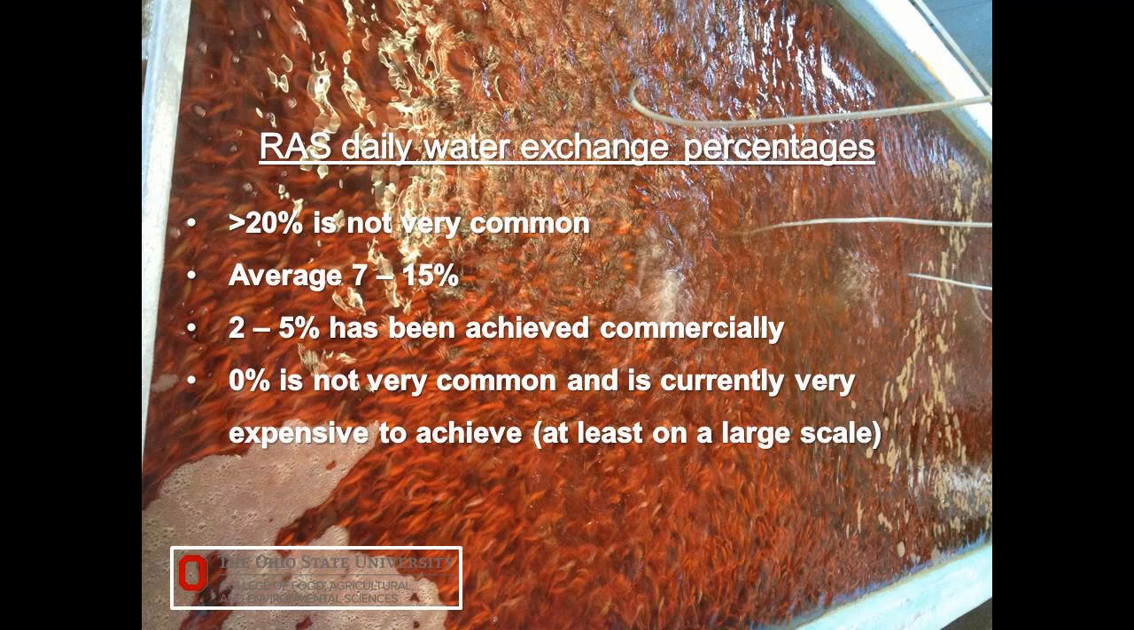It turned out worse than I thought it was going to on here, but greater than 20% is not very common. As far as the exchange rates and all that, it is really based on these filters here that are going through and cleaning your water, but those filters have to be cleaned themselves, so there is a bit of backflushing and waste with an RAS. It's not a perfect system with an RAS, but it does give you a good idea. So average 7 to 15, 0 certainly not very common at all.